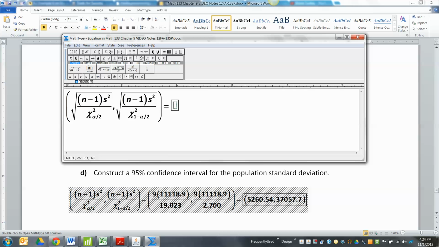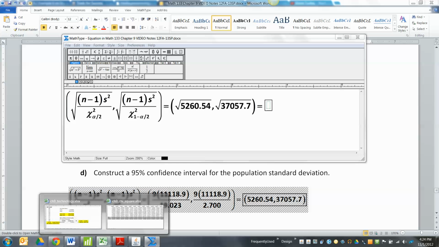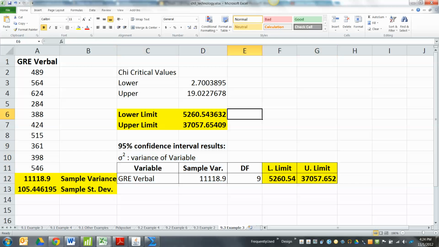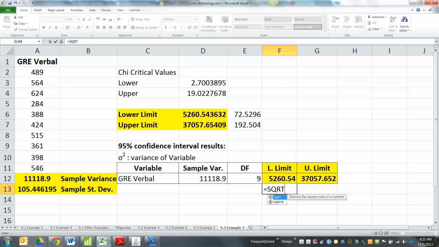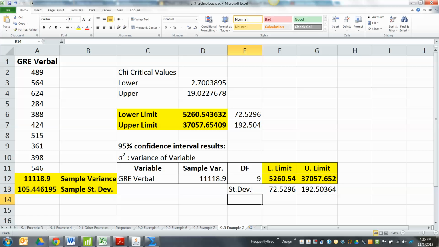I'm going to do it in Excel because Excel will be quick and easy. You can do it with these numbers we already found, SQRT in Excel, right there. Or you can do it down here with the StatCrunch numbers, if you found them with StatCrunch first. Or if you did it by hand, you could grab a calculator. One way or another, you've got to get the correct numbers. And this is for standard deviation. The lower limit is 72, the upper limit's 192.